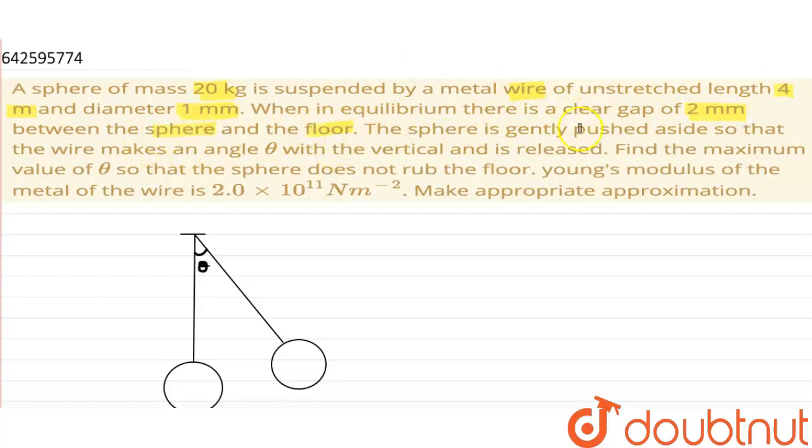The sphere is gently pushed aside so that the wire makes an angle theta with the vertical and is released. Find the maximum value of theta so that the sphere does not rub the floor. Young modulus of metal of the wire is 2.0 into 10 raised to the power 11 Newton per meter square. Make the appropriate approximations.